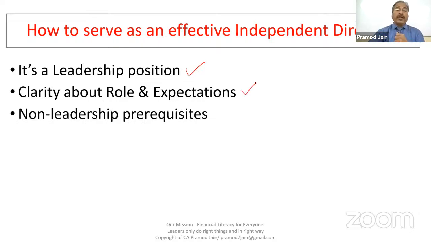Number two, we need to have clarity about the role and expectation. So as an independent director, when I join the board of a company, what are the expectations of the organization? What are the expectations of the company as a whole? That is what I need to be aware of.